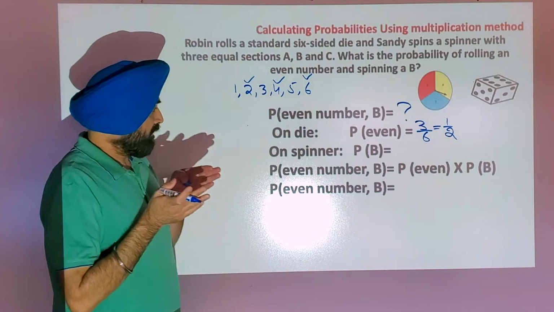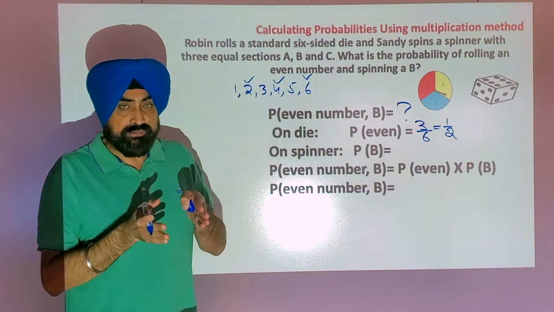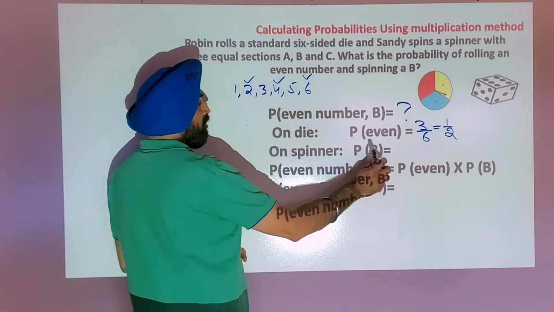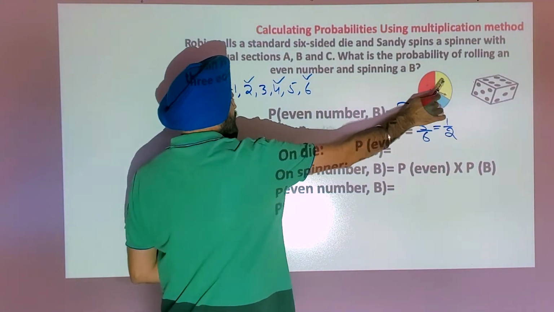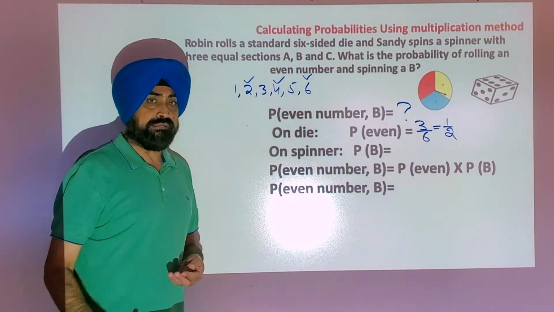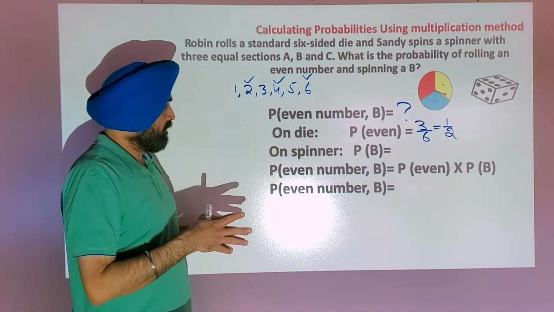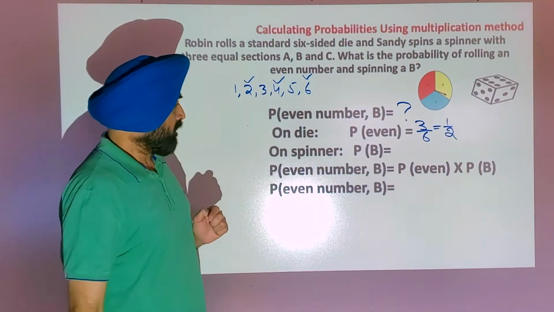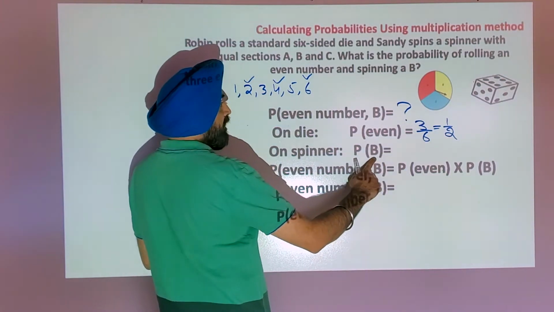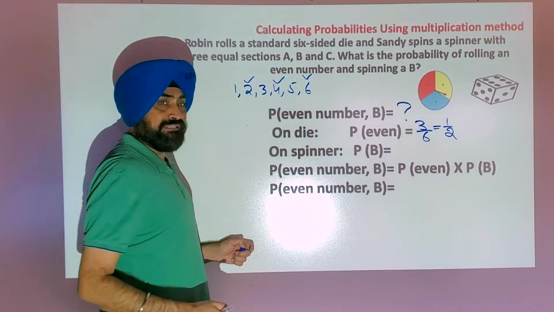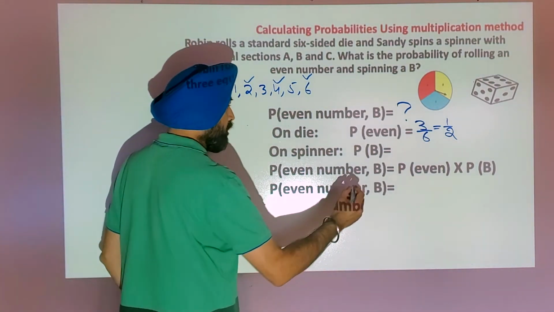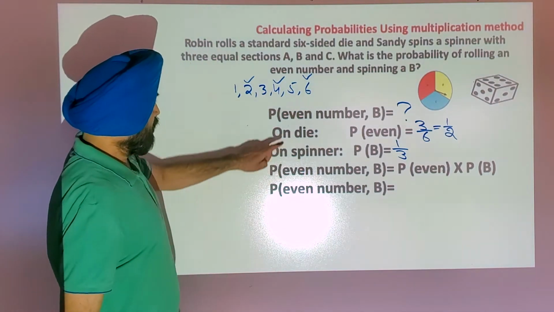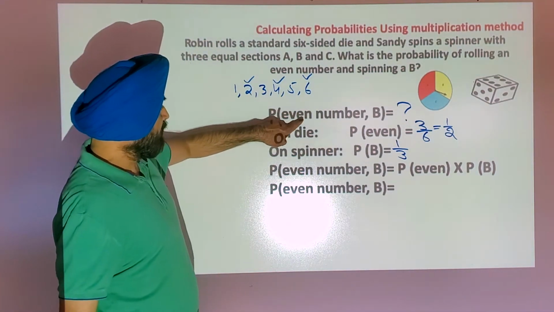So we are finding probability for separate events. On the spinner, what is the probability that B comes? What is the total number of chances? There are 3 sections, A, B, and C, right? And they are equally divided. So B is only 1. Total number of chances is 3 and B is only 1. So what is the probability? 1 over 3.